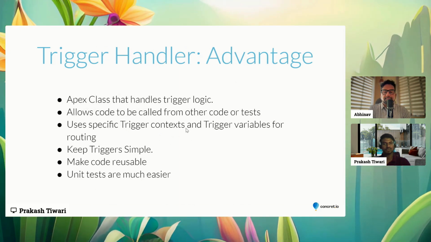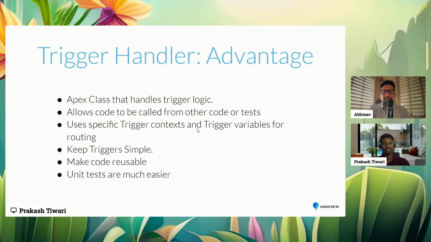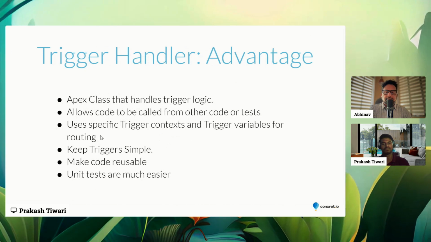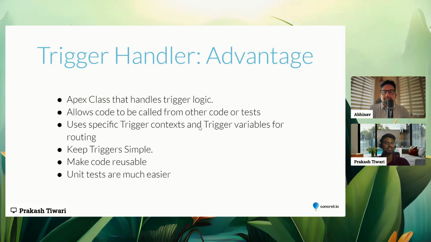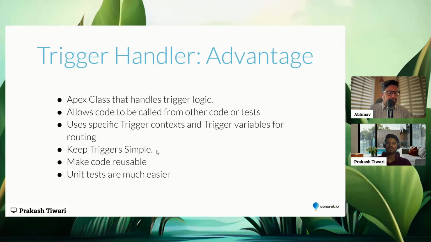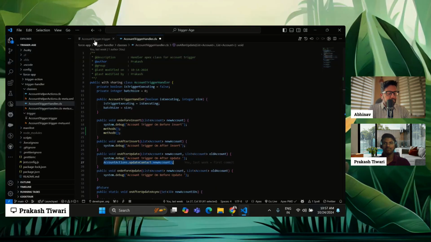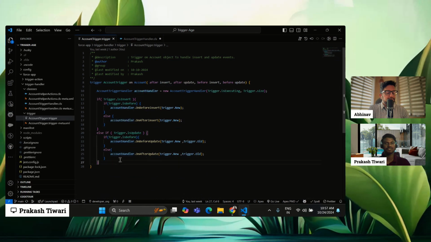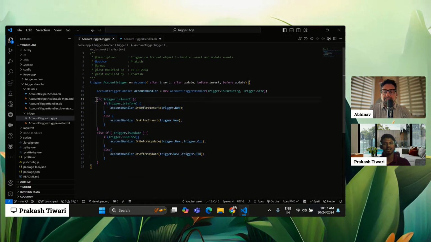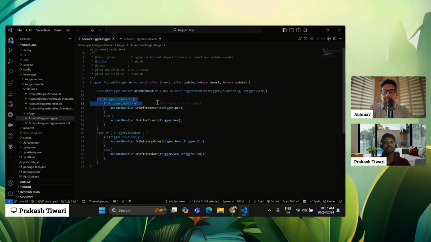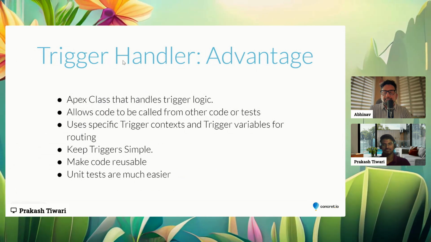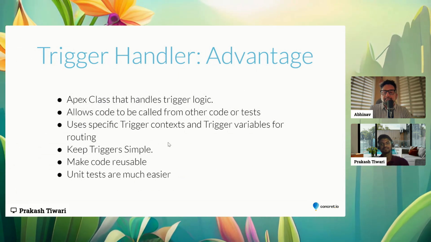Use a specified trigger context and the trigger variable for the routing, as we already saw in the code, like the before insert and before update, how we use and call the different methods at different times. Keep the trigger simple. If you see in the trigger, we do not have any kind of business logic here. We just have a context variable, and using that we define the routing of our methods. So this is what we can achieve using a trigger handler.